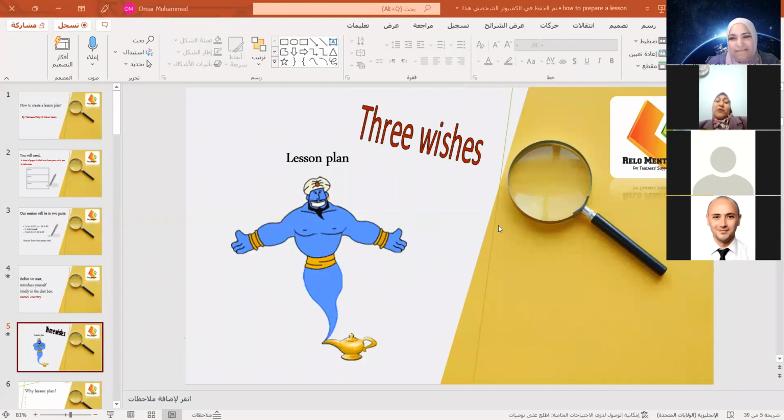So the Genie is going to give us 3 wishes? Yeah, 3 wishes. The Genie is the lesson plan. So it's going to grant us 3 wishes. What would the 3 wishes be? What wishes can everybody ask the lesson plan? I think a lot of teachers can share on the chat box.